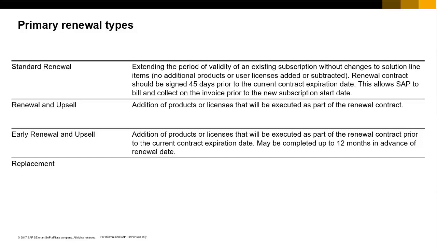Replacement. This is the substitution of an existing contract with a new contract. This is also referred to as a superseding order. So now that we've reviewed the 4 primary renewal types, let's look at a few use case examples of renewals, upsells, and replacements.